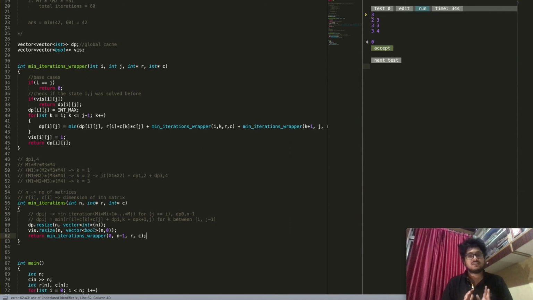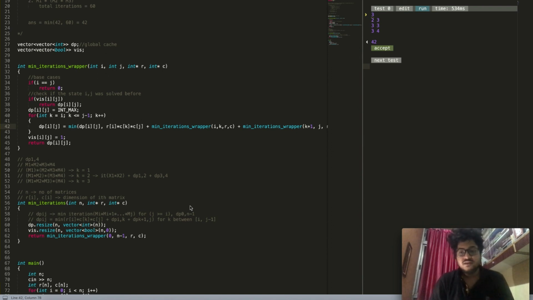Alright, so let's check if this code works for this test case, that is 3. The first array has a dimension of 2 cross 3, the second array has a dimension of 3 cross 3, and the third array has a dimension of 3 cross 4. The answer for this, as we have already seen, is equal to 42, and let's see if this works or not. As you can see, our answer is correct, that is, the answer is 42 in this case that we have discussed in the test cases section.